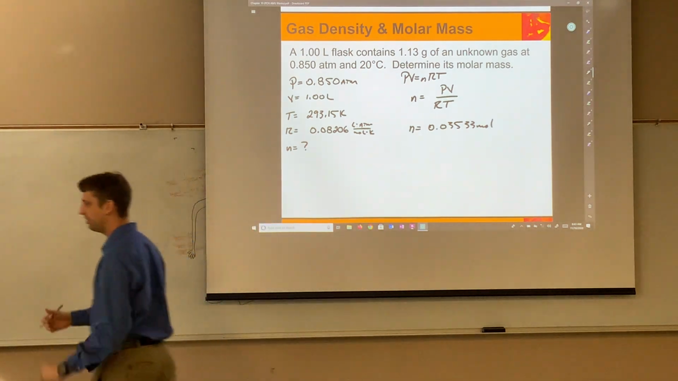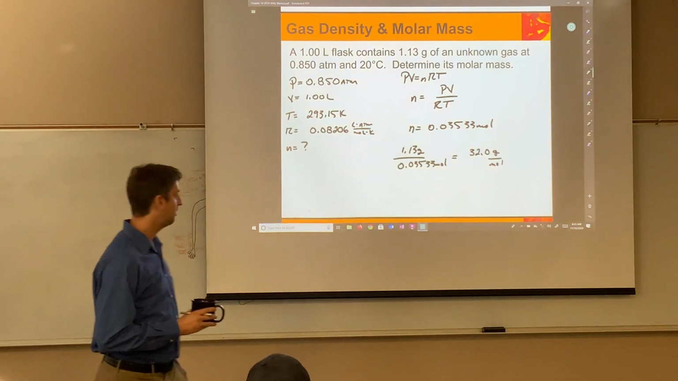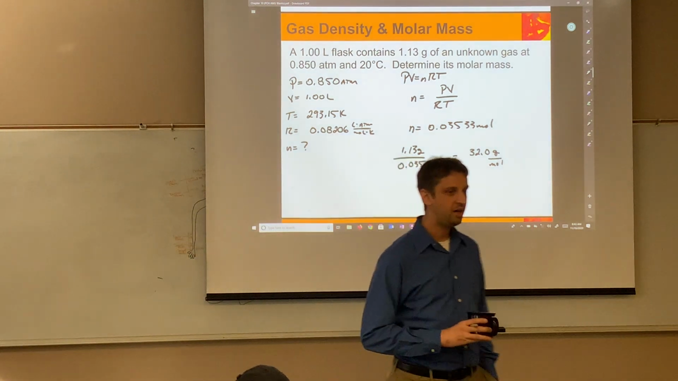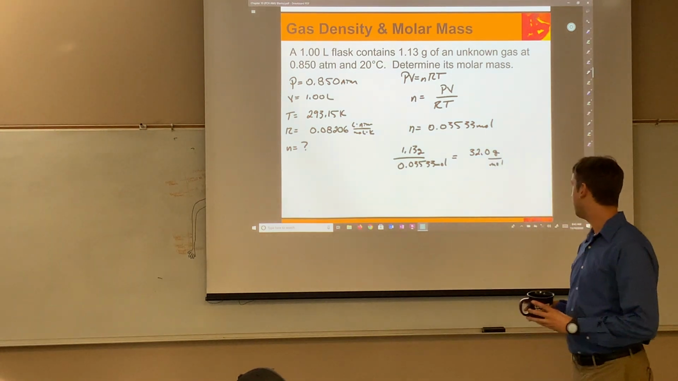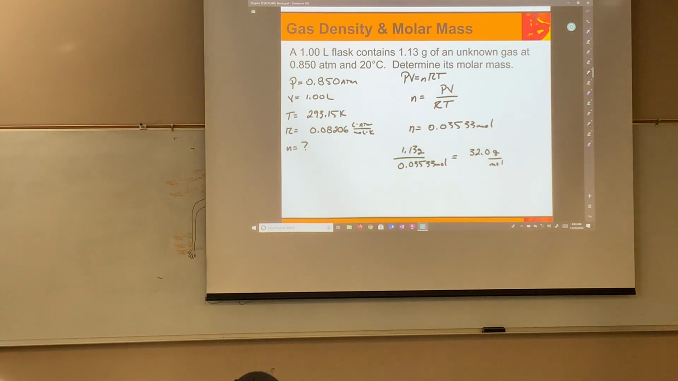So then we just take our grams, 1.13 grams per mole, and that is equal to about 32.0 grams per mole. That's probably our buddy oxygen, O2. Now, I didn't ask you to identify the gas, but this is one way you could do it.